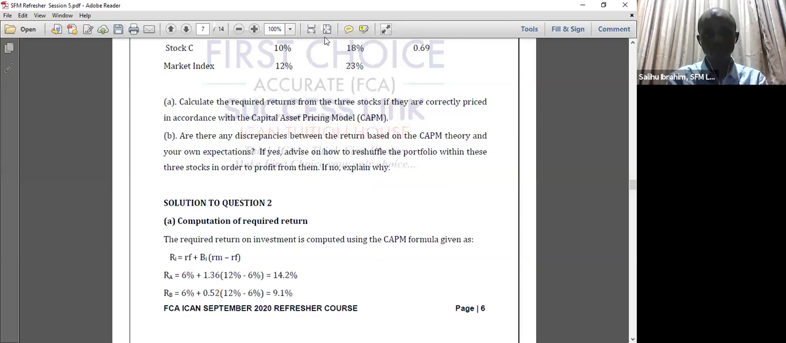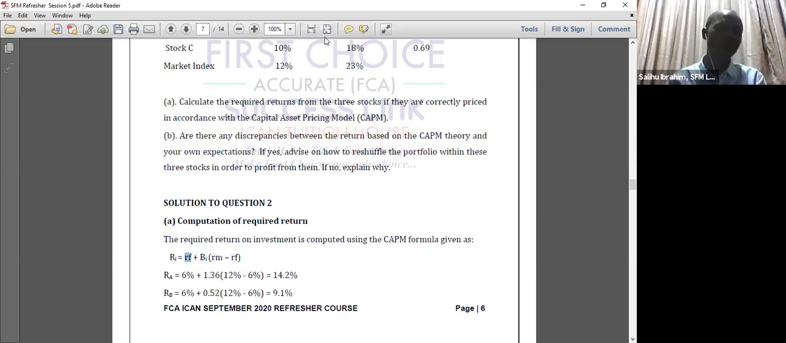What happened here? Yes, Mr. Ume Joy. Expected return is different from required return. I think I've explained the difference.